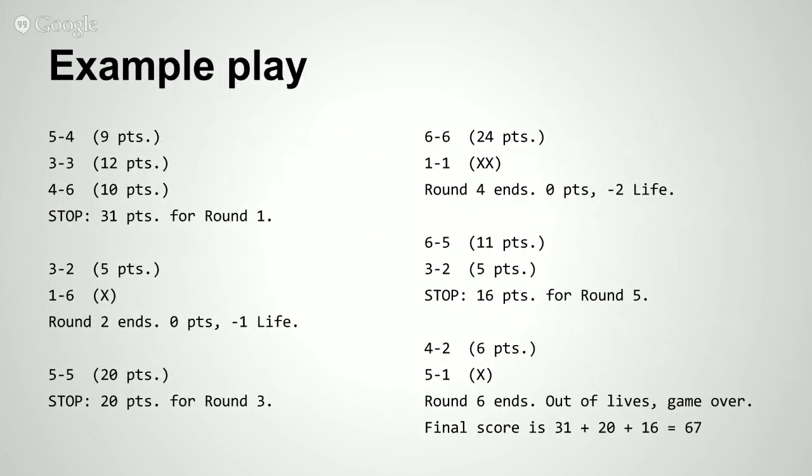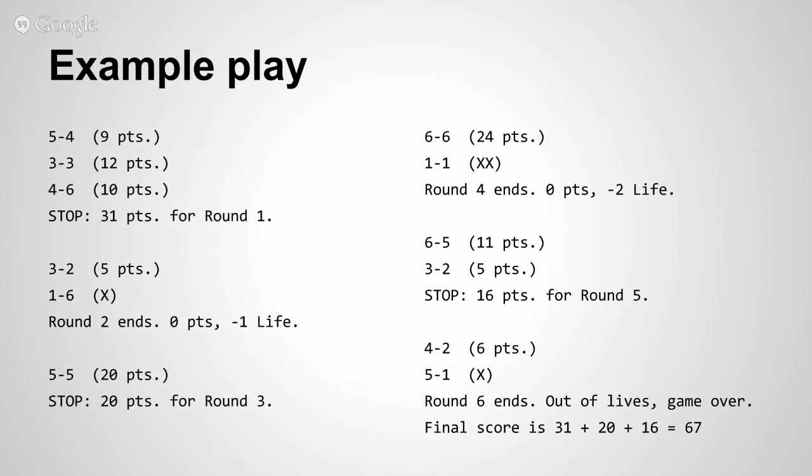So here's an example play. We get a 5-4, that's 9 points. Double 3s, that's 12. 4-6, that's 10. 31 points, that's a pretty good round. So we stop. Second round, we roll 3-2, it's 5 points. 1-6, well, we rolled a 1, so the round ends and we lose a life. Third round, we roll double 5s, that's 20 points.